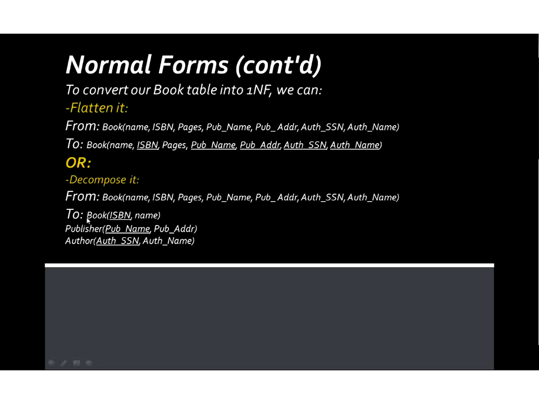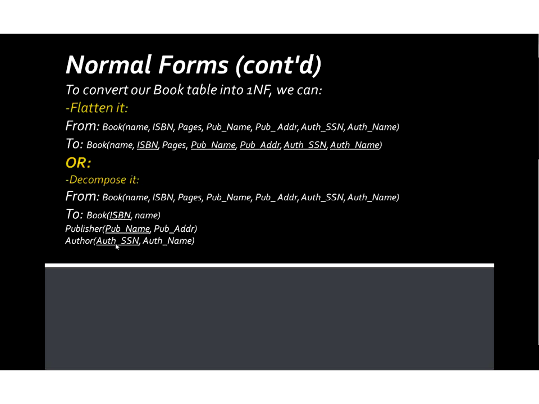So voila, here we have it. We have book, ISBN and name. Actually, I should have included pages in that. I slipped up there. Publisher, so we have publisher name and address. Of course, publisher name is the primary key. It defines publisher address. And the same with author, social security number and author name. So that's an example of decomposition. We break down according to functional dependencies.